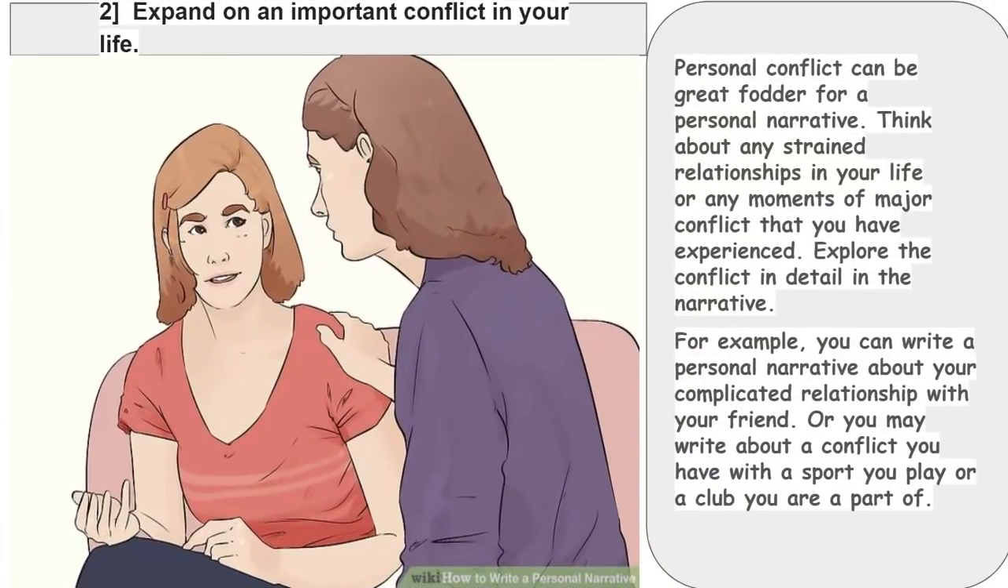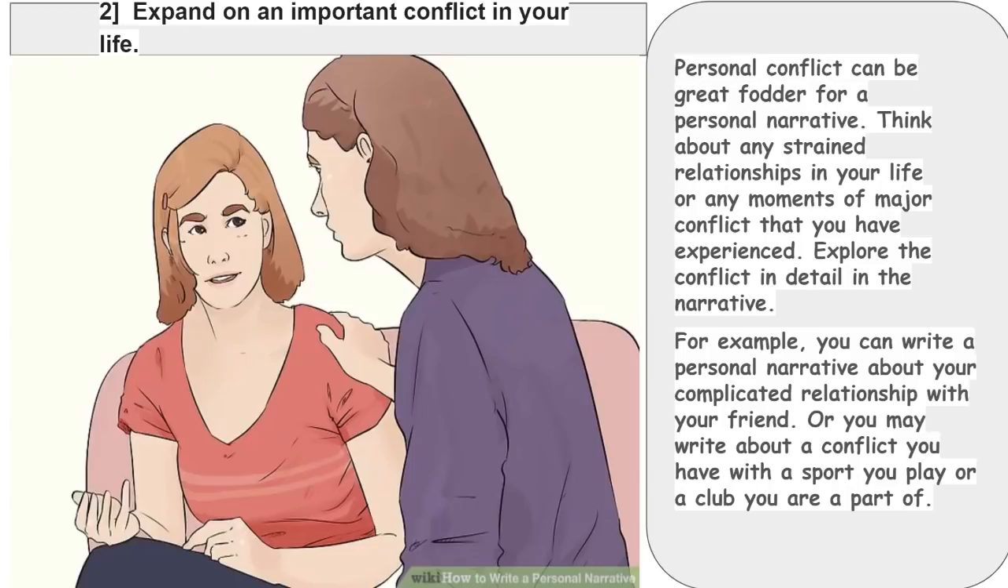Expand on an important conflict in your life. That's right. Number 2 tells us to expand on an important conflict in our life. So, personal conflict can be great fodder for a personal narrative. Think about any strained relationships in your life or any moments of major conflict that you have experienced.